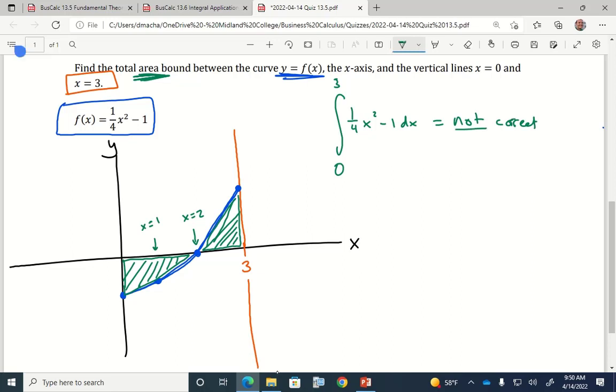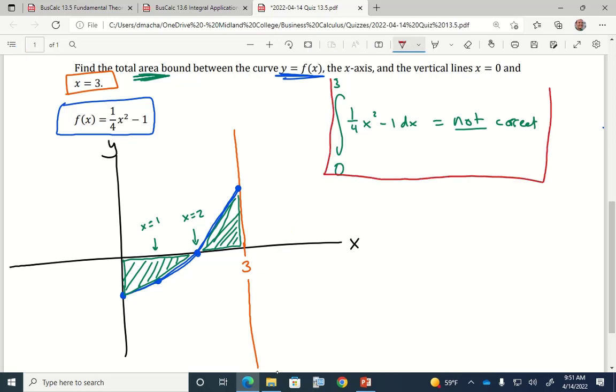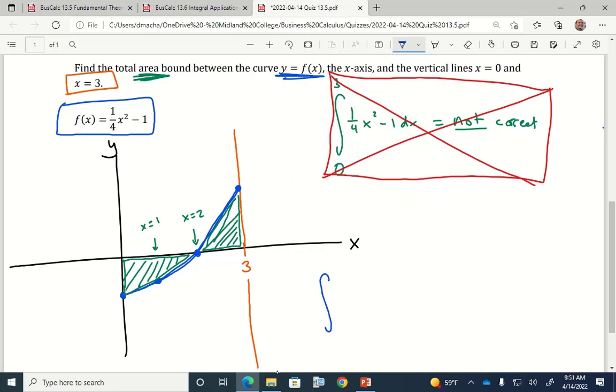And again, it's not correct because I want the total area, so I actually want to find each of these areas and then add them together. So instead, what I should do, I'm going to make this red just so I visually see that this is not correct. Okay. Now, what I should do instead is take just the definite integral between 0 and 2, which will give me that area here below the axis.